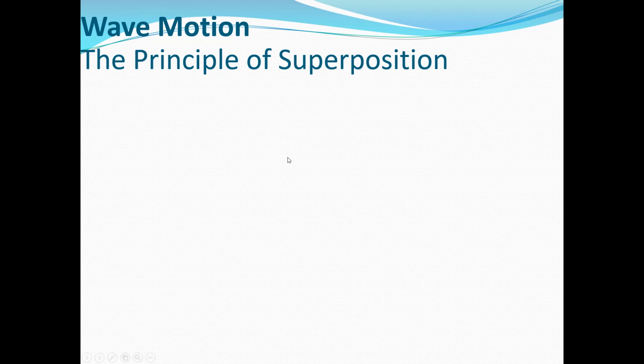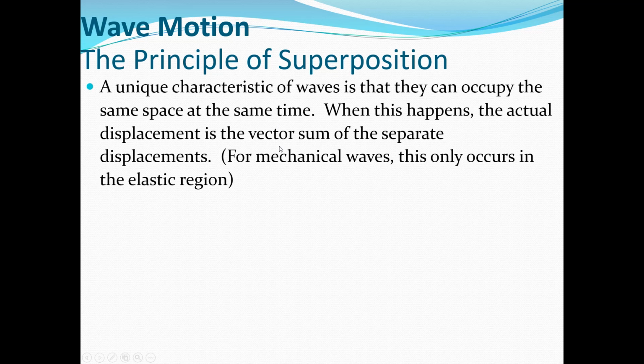Basically, the idea is that waves have a very unique characteristic, that they can occupy the same space at the same time. This is something that particles cannot do. What we mean when we say that waves occupy the same space at the same time is that when two waves interact with each other, they will combine their displacements together to create a new wave, if you will, where they will equally affect the material at the same time.